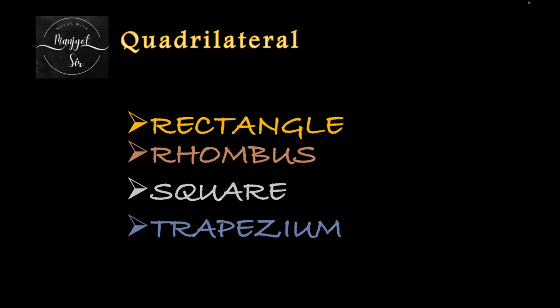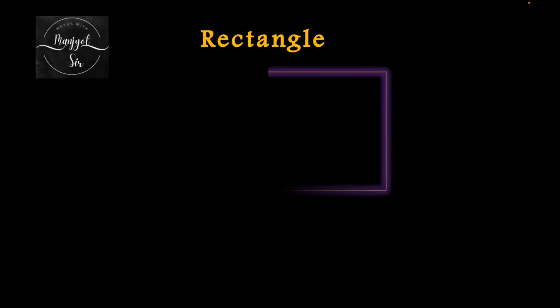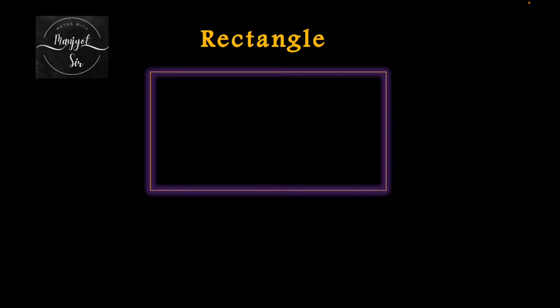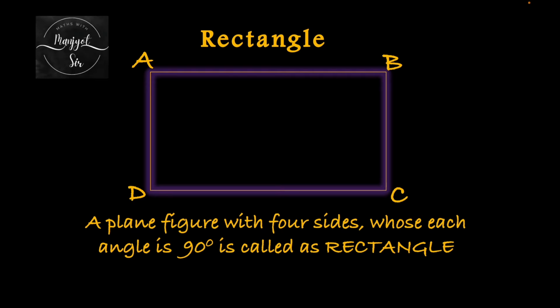So basically, in this video, we are going to study what a rectangle is. Now, again, a rectangle is a type of quadrilateral. That means it is a four-sided closed figure. If you observe here, I have drawn one four-sided closed figure and named it A, B, C, D. Now, the definition of a rectangle says it is a plane figure with four sides whose angle is 90 degrees.